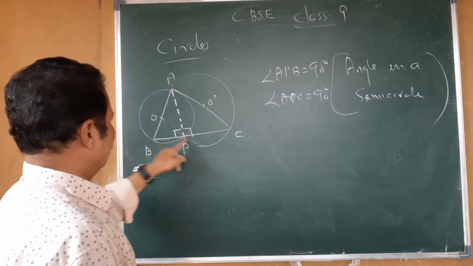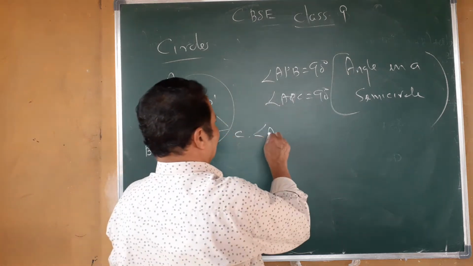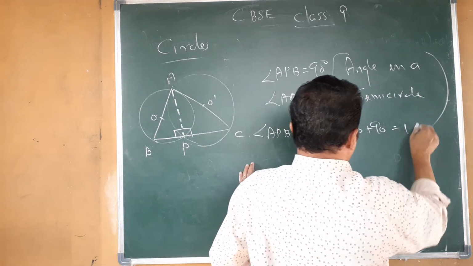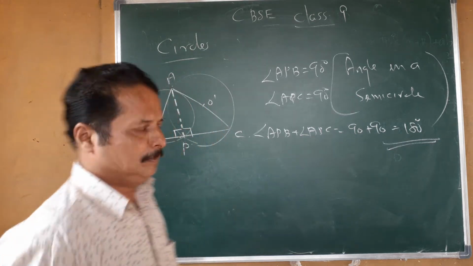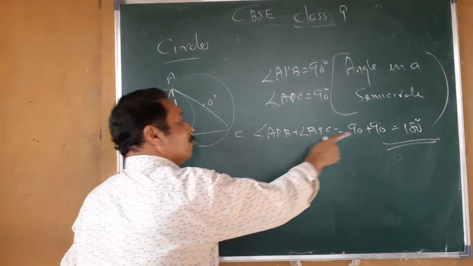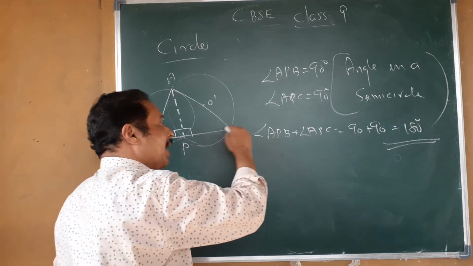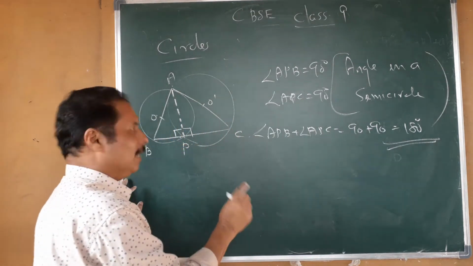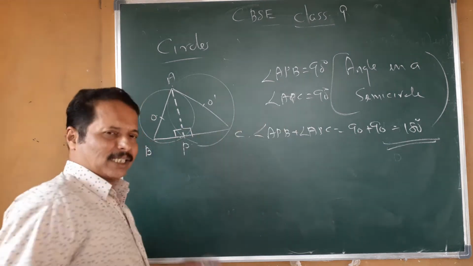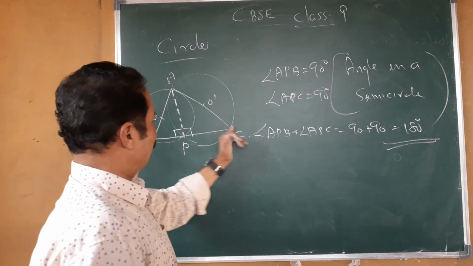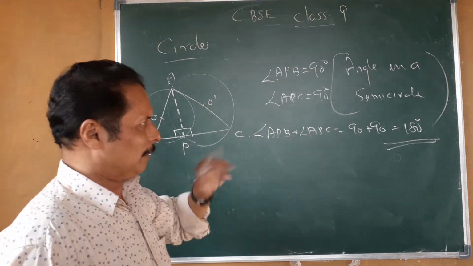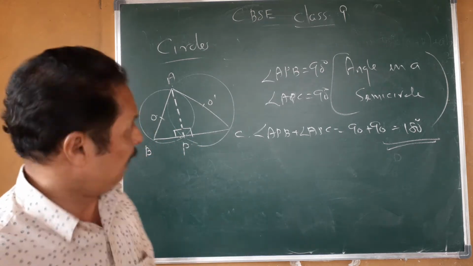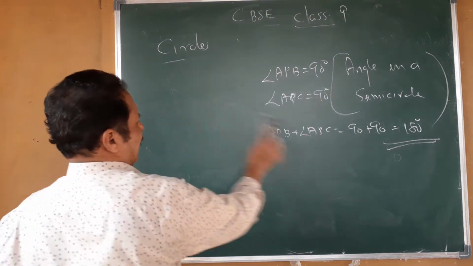It's clear. So angle APB plus angle APC is 90 plus 90, that's equal to 180 degrees. And if they add up to 180, it means they are a linear pair. Linear pair, is it clear? You write the line: by linear pair, therefore B, P, C are in a straight line. BP plus PC is equal to BC. Therefore B, P, C are in a straight line. Clear the question? Okay, next.